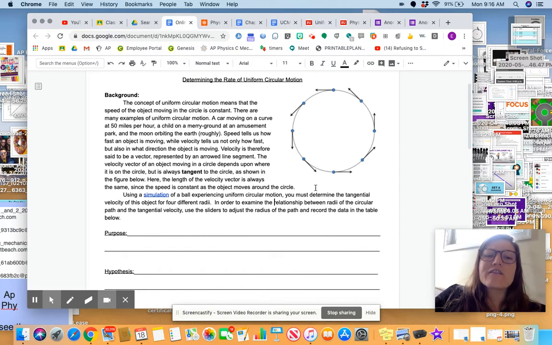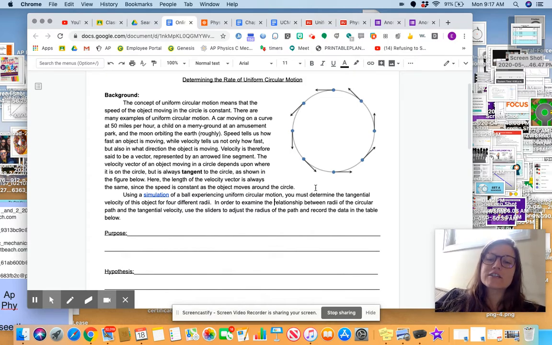The speed tells us how fast an object is moving, or in this case, rotating, while the velocity tells us how fast, but also in which direction the object is moving. Velocity is therefore said to be a vector, represented by an arrow and a line segment. The velocity vector of a moving object in a circle depends on where the object is in that path. It's always tangent to that circular path, as shown in the figure to the right here.